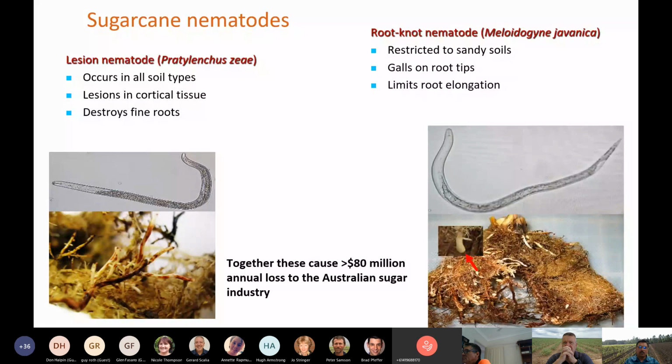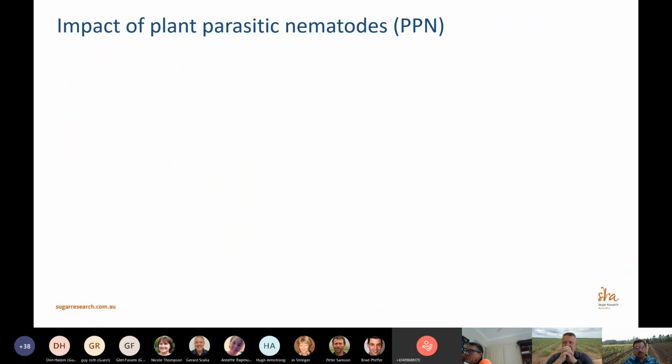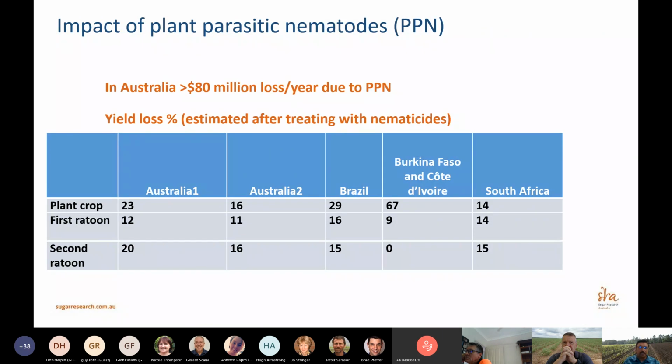Altogether, these two cause the Australian sugar industry more than $80 million loss of productivity every year. As I said, it's causing an 80 million a year loss of productivity. And if you look at the percentage of crop loss in Australia, it is about 10 to more than 20%. It's not only in Australia, it's in other countries as well.